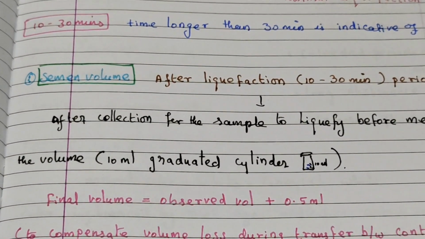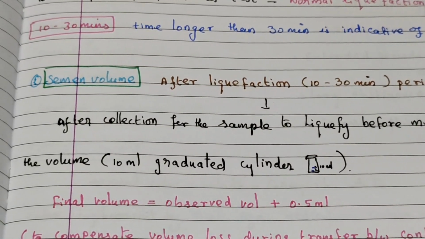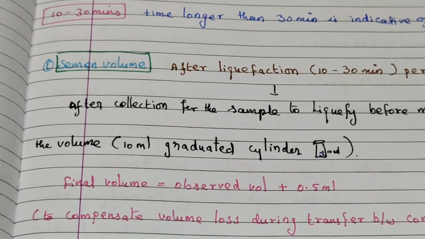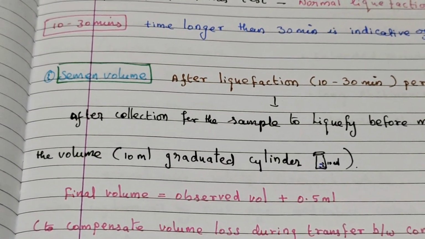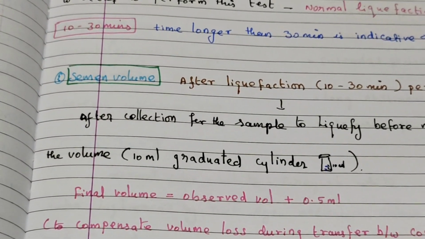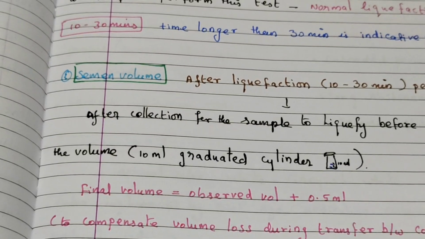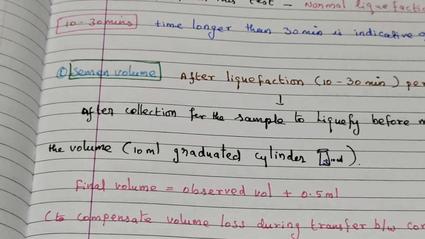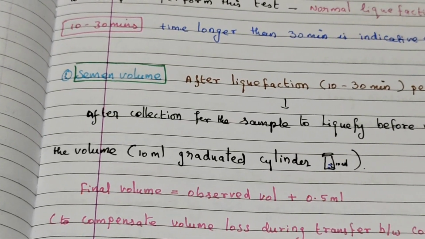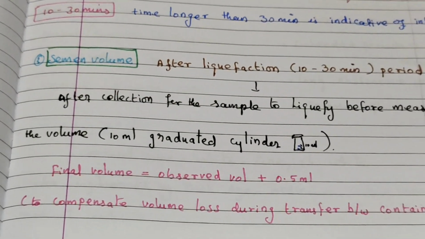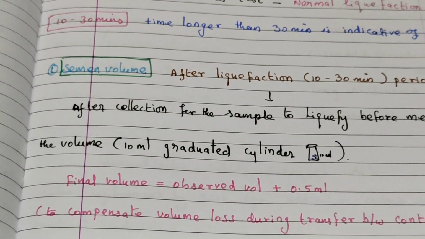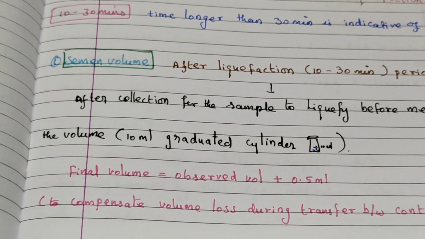Then carefully pour the liquefied semen sample into a 10 ml graduated cylinder, completely, till the last drop. Wait a couple of minutes for the sample along the inner wall of the cylinder to settle and note down the volume. Add 0.5 ml to the observed volume to compensate for the semen sample stuck to the wall of the collection container.